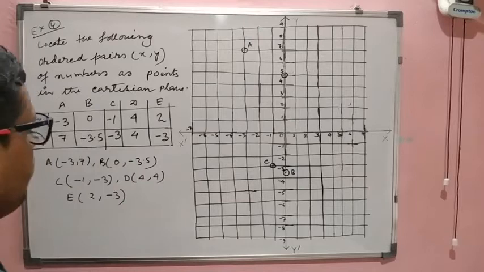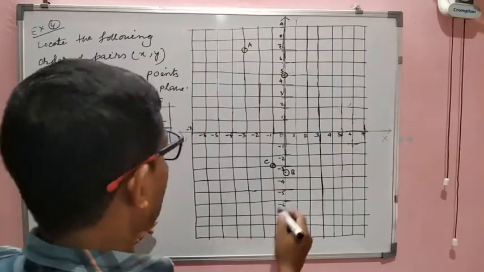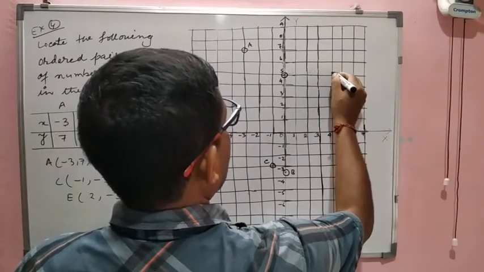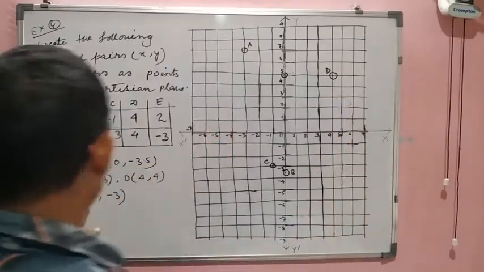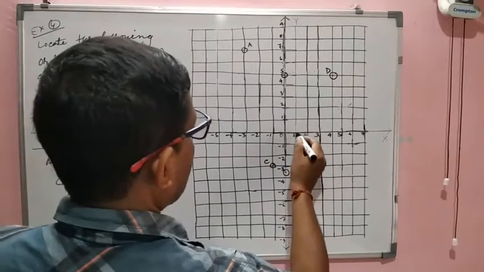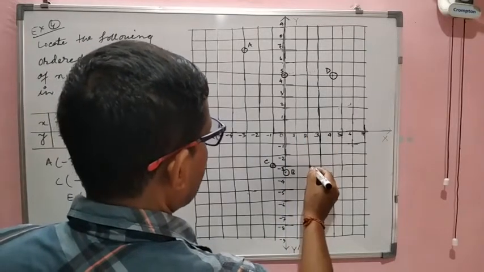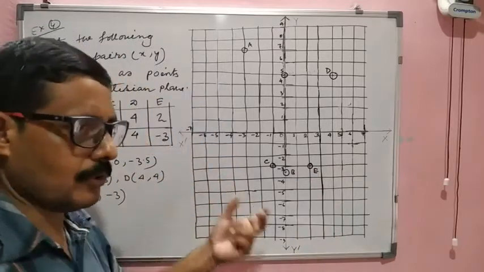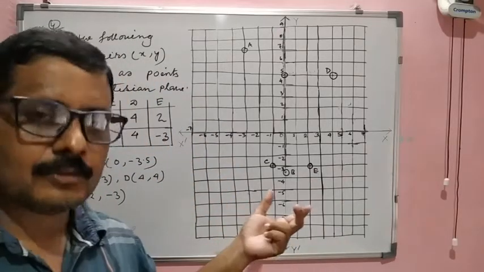Next D, (4, 4). It will be here, (4, 4); it will be D. Next E, (2, -3): 2, then -3 here. This point will give you E. So this is how to plot a point in the Cartesian plane.